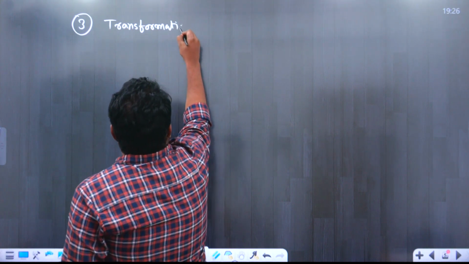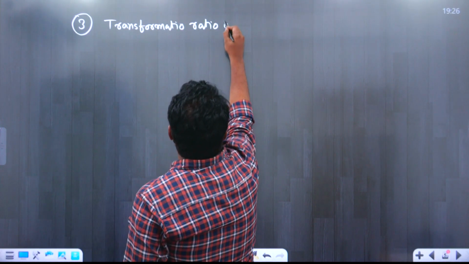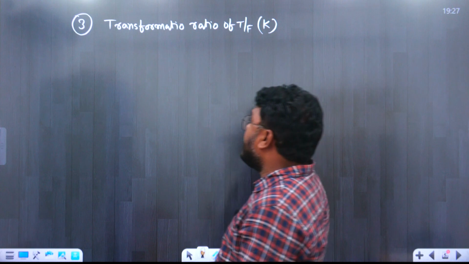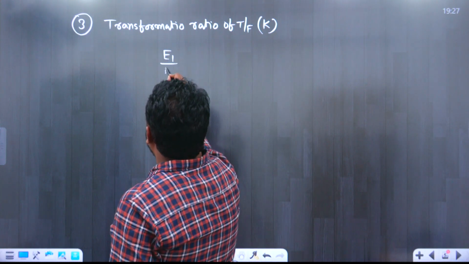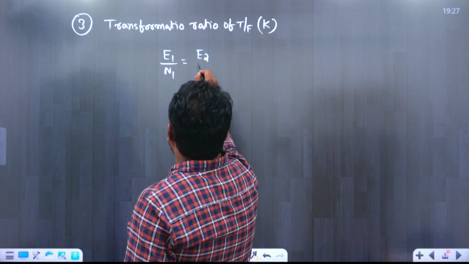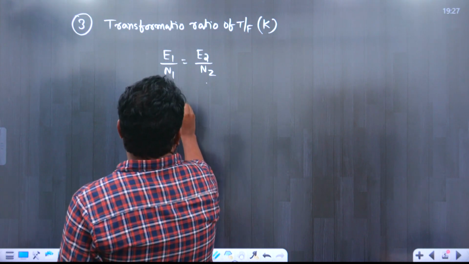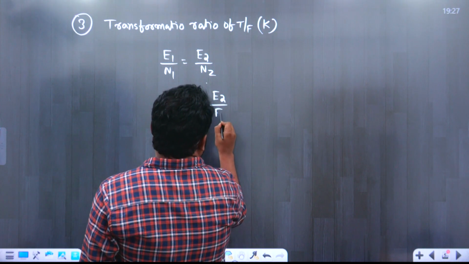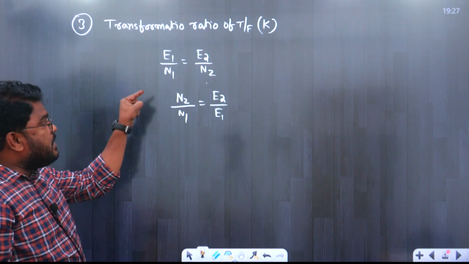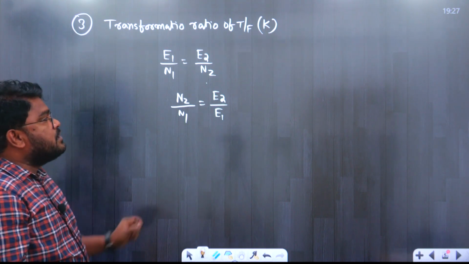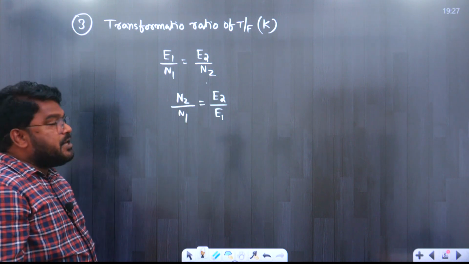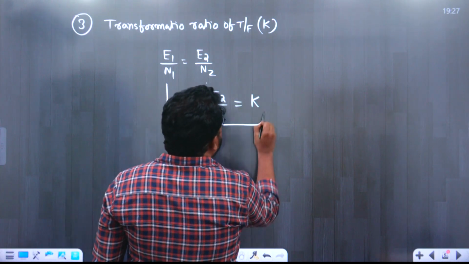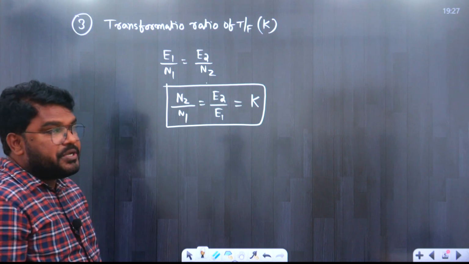This one is the third possibility of the question, or the third short note: the transformation ratio of the transformer. It is denoted by K. So already we got E1 by N1 is equal to E2 by N2. By rearranging these terms, N2 by N1 is equal to E2 divided by E1. That is the ratio of the secondary number of turns to the primary winding turns, which equals the secondary induced EMF divided by the primary induced EMF. This is denoted by K, where K is the transformation ratio.